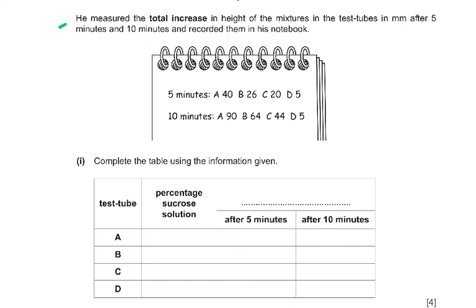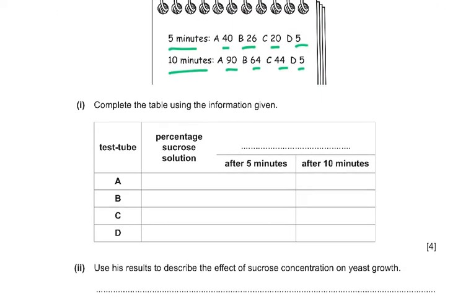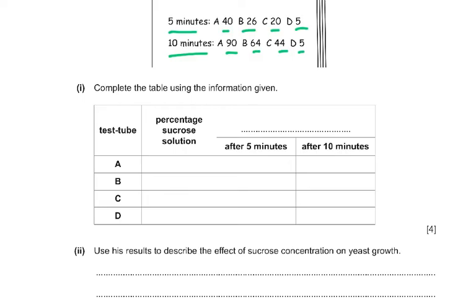He measured the total increase in height of the mixtures in the test tubes in millimeter after 5 minutes and 10 minutes and recording them in his notebook. So after 5 minutes A was 40, 26, 25, and after 10 minutes 90, 64, 44 and 5. Now it says complete the table using the information given.